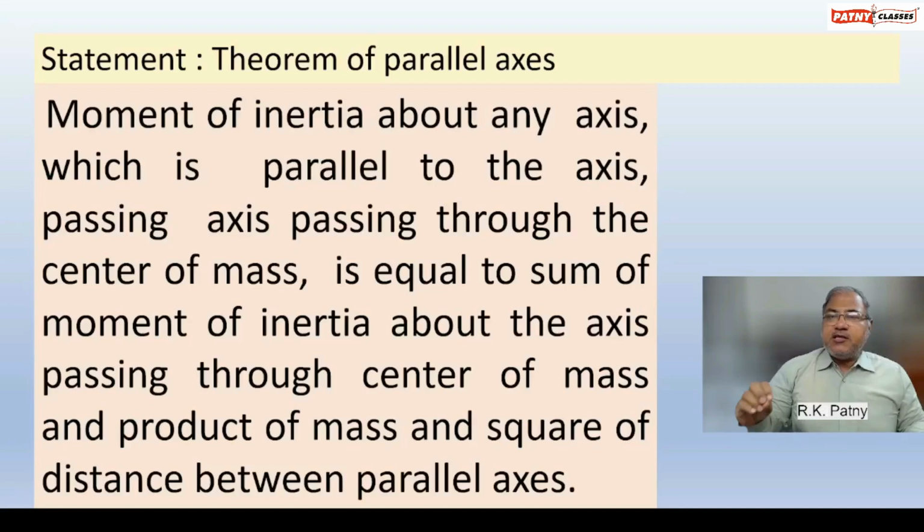So here is the statement of the theorem of parallel axis. The statement is like this: moment of inertia about any axis which is parallel to the axis passing through the center of mass is equal to the sum of moment of inertia about the axis passing through the center of mass and the product of mass and square of distance between the parallel axes. So this is the statement of the theorem of parallel axis.